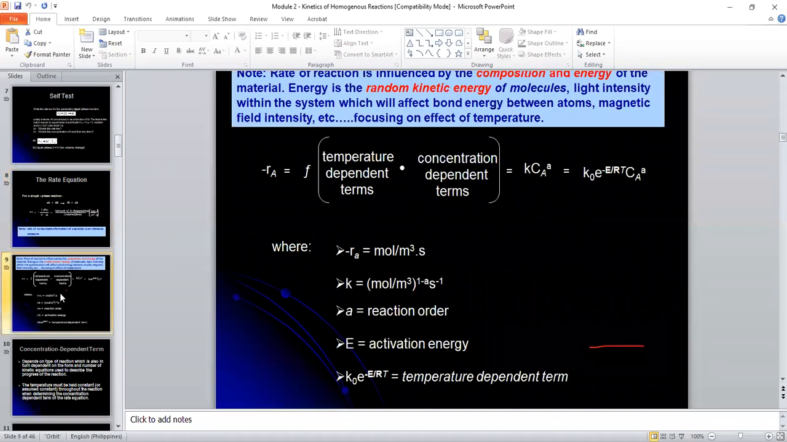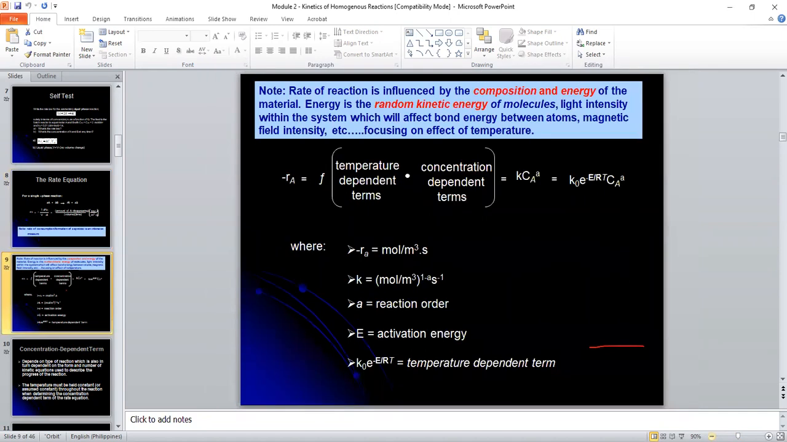Now we move on. In the next slide, you have another note. The rate of reaction is influenced by the composition, which has something to do with concentration, and energy. Energy has something to do with, of course, the temperature. The higher the temperature, the greater the amount of energy of our material. And as such, you can see that on the right side of our rate of reaction, we have the temperature-dependent term, which is our k, and our concentration-dependent term, which is the C.